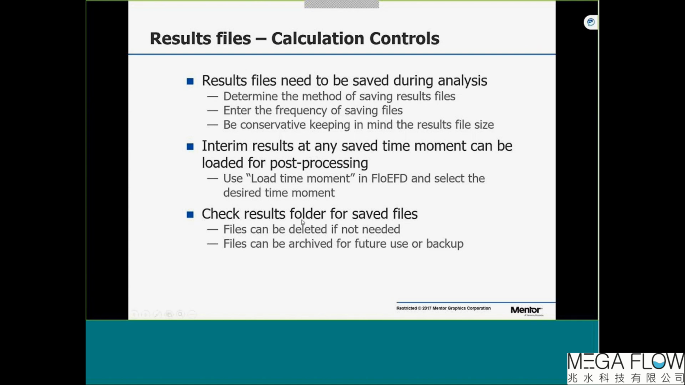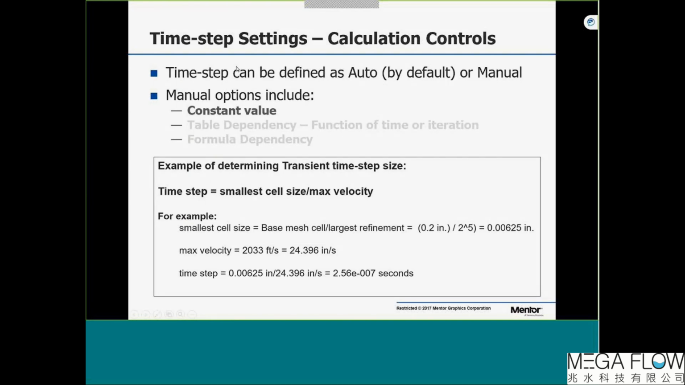Check the results folder for the saved files. I'll show you what the files look like. Obviously, they're going to be in your instance folder, in the subfolder for results. Those files can be deleted if they're not needed. After you've done your post-processing, if you don't need those interim results files, you can delete them at any time. You can also archive the files for future use or backup, and then delete them afterwards as well. So they're not always needed. You can use them for your post-processing, and when you're done, you can just delete those files at any time.